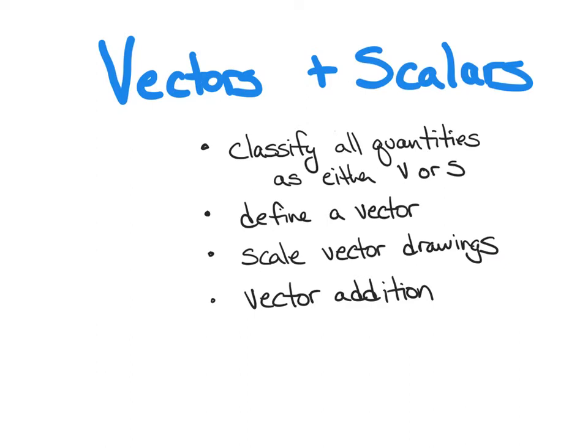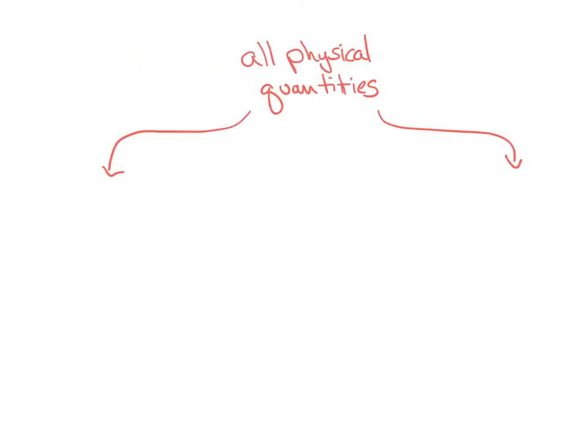There's some systems that you'll learn in physics, and then there's some systems you may learn in a math class that add vectors using an algebraic approach. We're going to be using a graphical approach, but let's not get ahead of ourselves. Let's begin here. Okay, so measurements in science.